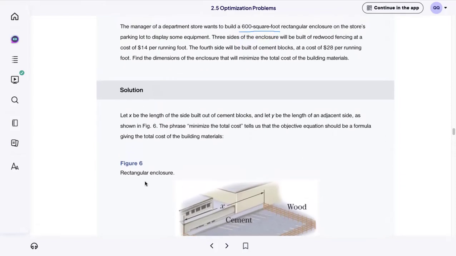Right, so what do we know here? Let's write it down. So total, we know the area equals 600 square feet. That's given. And we know the cost of wood is $14. The cost of cement is $28 per foot. That's all we know. But we're going to use something we have learned previously.